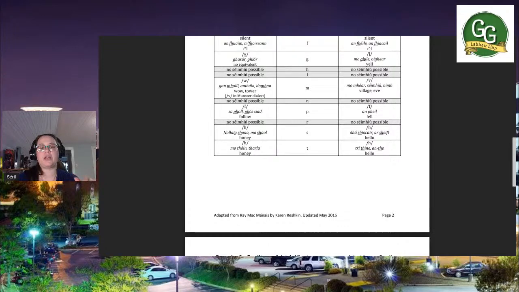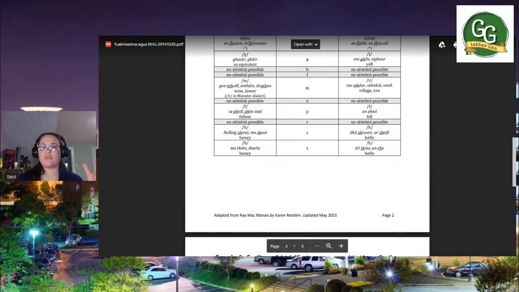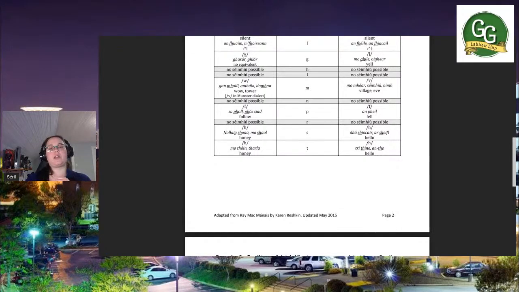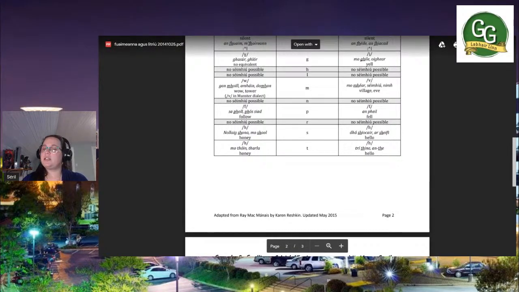So "mo mhéar", my finger. I think that is what it means. "Mo mhéar". Even in the word "mhéar", the MH gets a V sound because it's all slender vowels on either side of it. And "nimh". So there's some examples there. N doesn't get one.